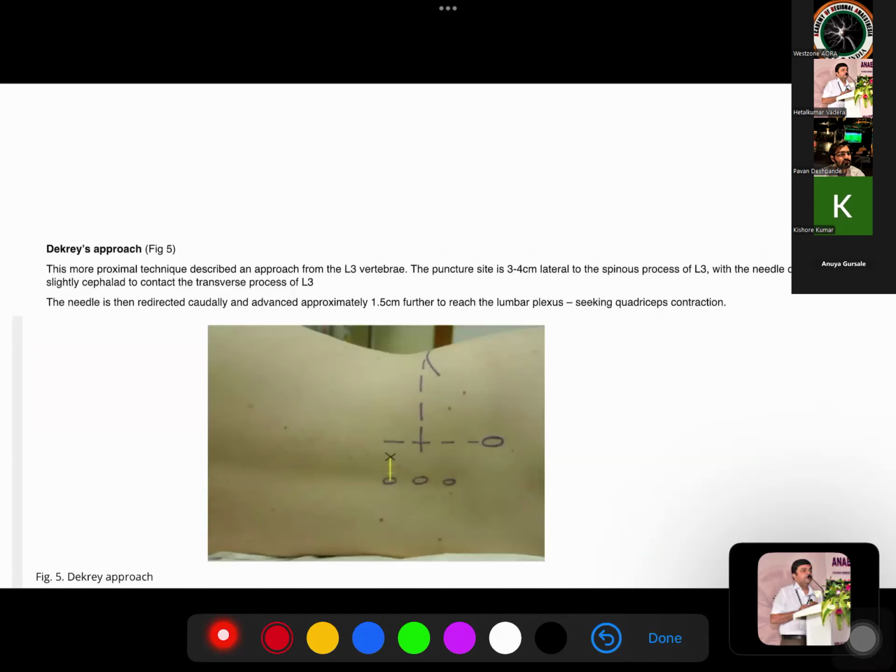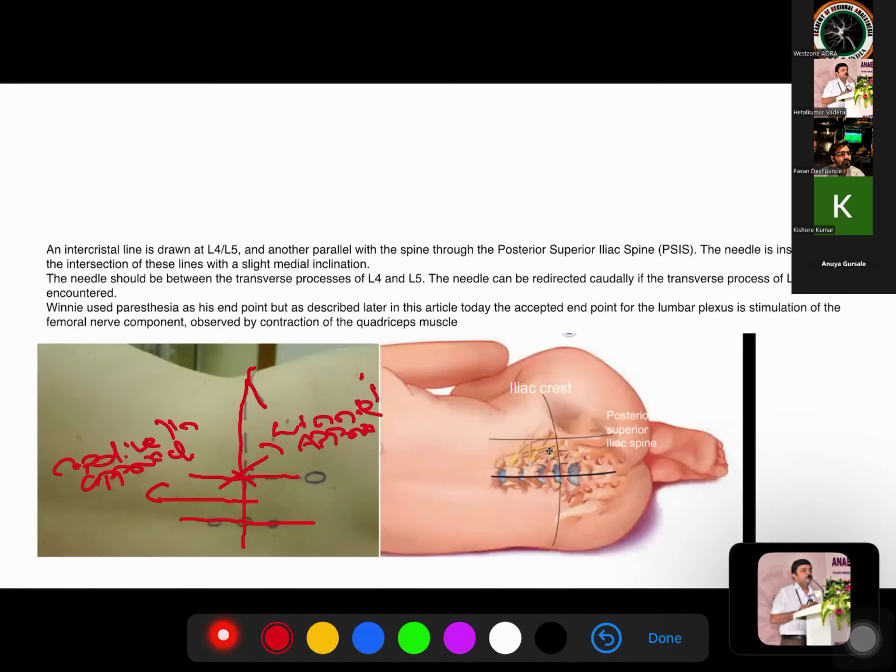Coming to the decrease approach, the same decrease approach is proximal to the venous. The needle is directed slightly cephalad to contact the transverse process. The needle is redirected caudally and advanced approximately 1.5 cm further to reach the lumbar plexus, seeking the quadriceps contractions. So once we insert the needle, the end point is that the quadriceps contractions will be there.